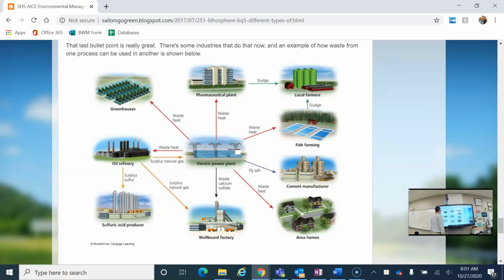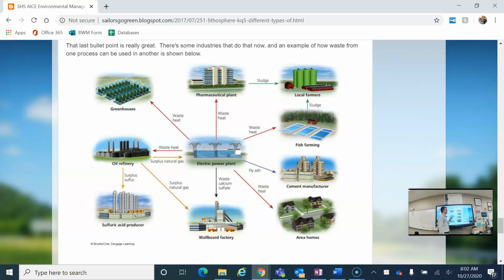At the oil refinery, stuff that would normally be thrown away, like a sulfur surplus, could be turned into sulfuric acid or drywall. All right. At a pharmaceutical plant, the sludge that would normally just have to be disposed of can then, like I said with the algae, be turned into something that local farmers could use as fertilizer. All right, all these different things.